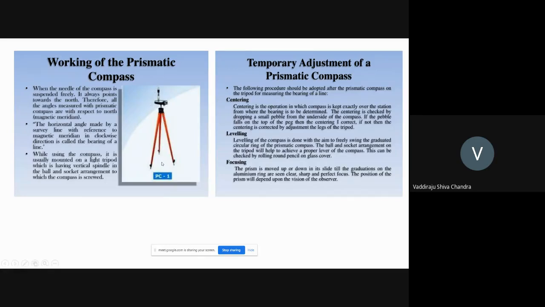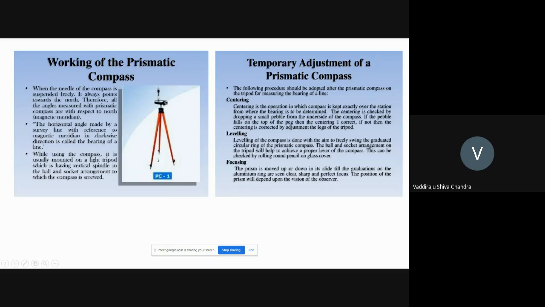Fix a peg first, which indicates your station point. Then adjust your tripod in such a way that whenever a plumb bob or a stone is dropped from the bottom of this tripod, it exactly falls on the peg. If it doesn't fall, then you need to adjust your tripod legs, moving them rotationally. Hold only one leg of the tripod and move it such that the center point falls onto the peg below.